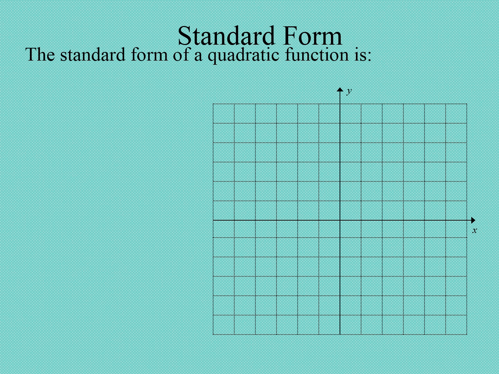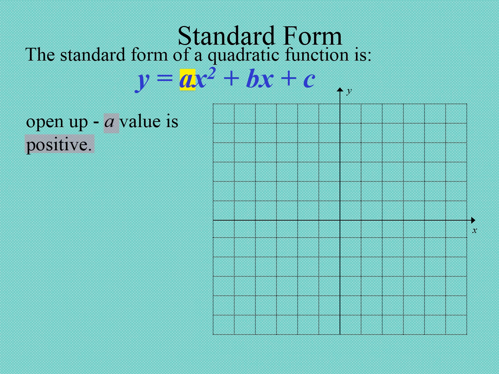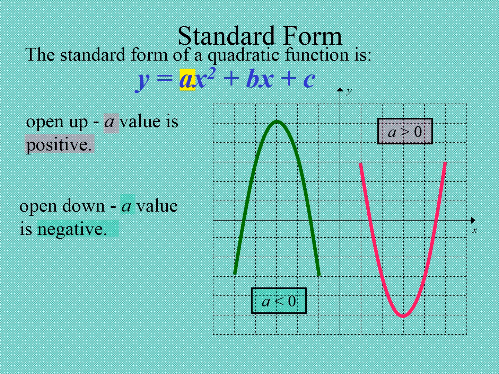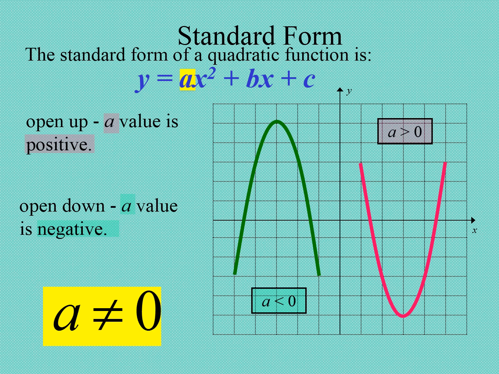The standard form of the quadratic function is y is equal to ax squared plus bx plus c. The parabola will open up when the a value is positive. Then, the parabola will open down when the a value is negative. Remind students that if a is equal to 0, you would not have a quadratic function because a should not equal 0.